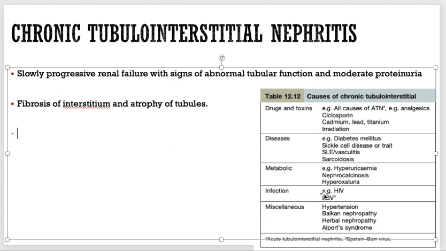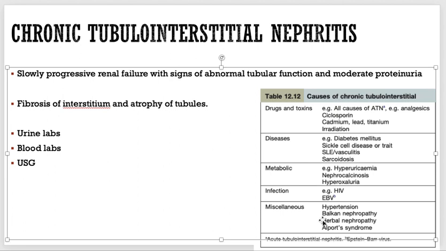So again, we can do the same things. We can go for urine examination, urine labs. We can do blood labs. We can go for imaging like ultrasonography. And depending on the cause, of course, we can get our results. The patient presents in the same way, with polyuria, polydipsia, or depending on the underlying conditions.